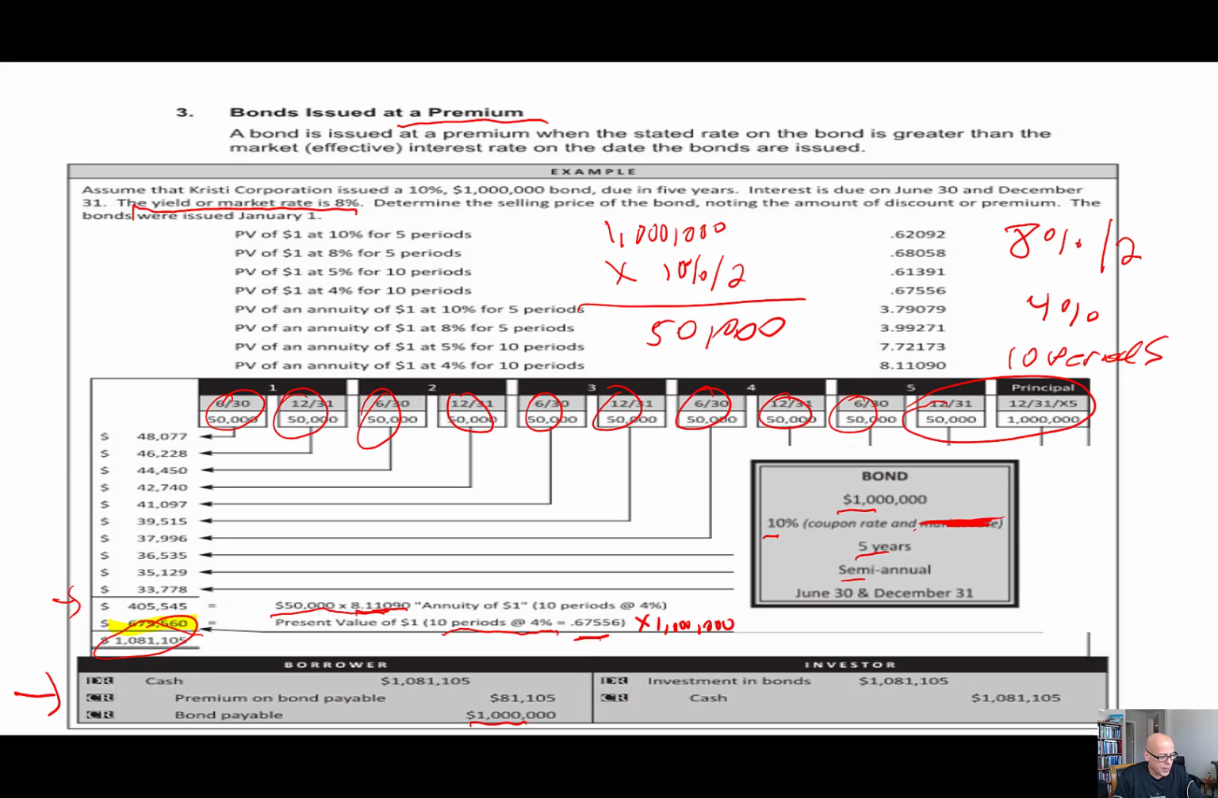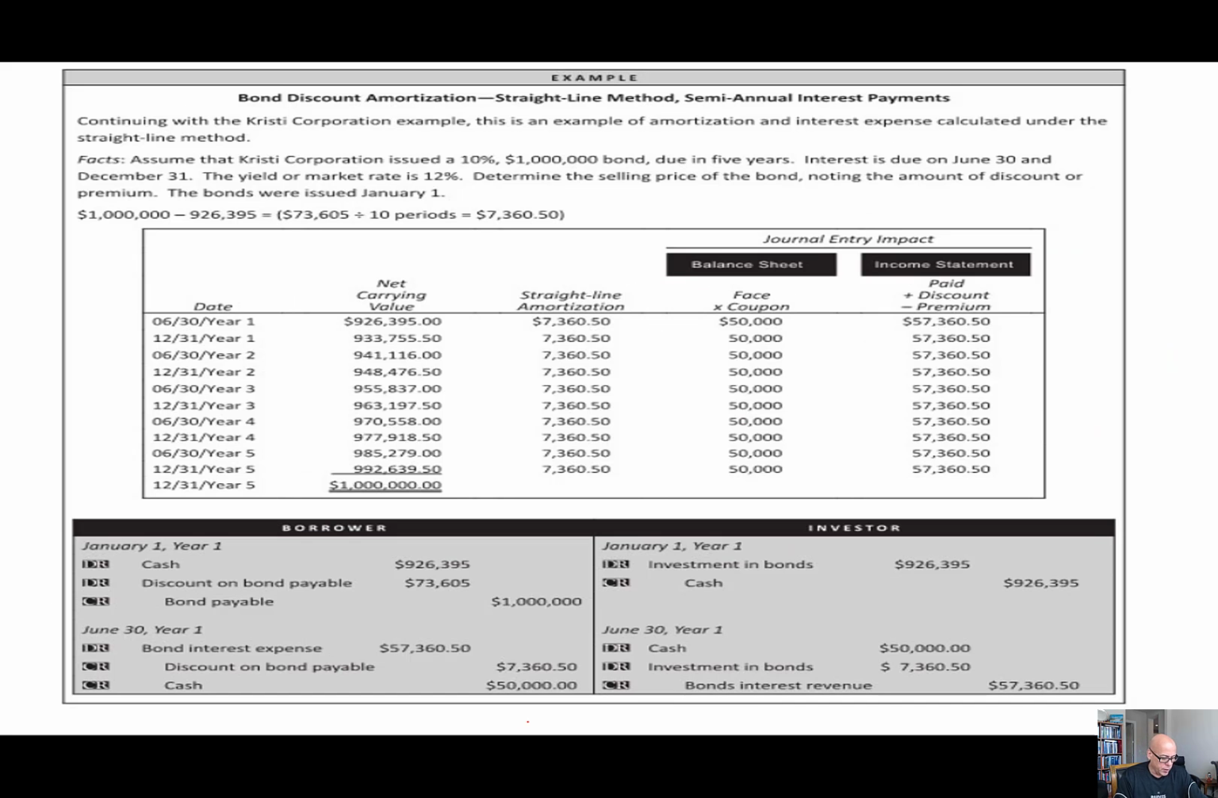All right, okay, good. Now, what happens? We're going to amortize the discount, and then we're going to amortize the premium. And we're going to see that we have two methods available to us under US GAAP. We'll look first at straight line, and then the effective interest.